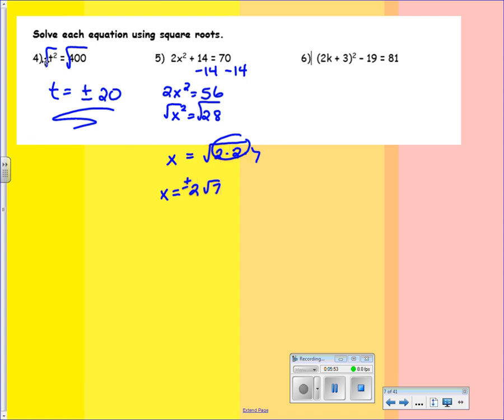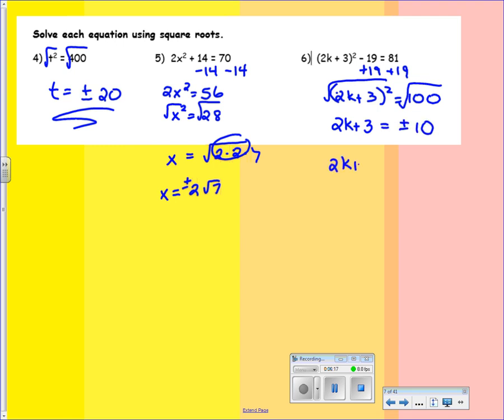Finally, for the next one, solving algebraically, we're going to add 19 because, again, we're going to isolate. Now, this term is already squared and it's grouped together, so don't ungroup it. So we want to get rid of that squared. So now is the perfect time to square root it. So we're going to get 2k plus 3 equals plus or minus 10. So that really, in essence, gives us two equations. So either 2k plus 3 equals 10, or 2k plus 3 equals negative 10. And then we solve those two equations.